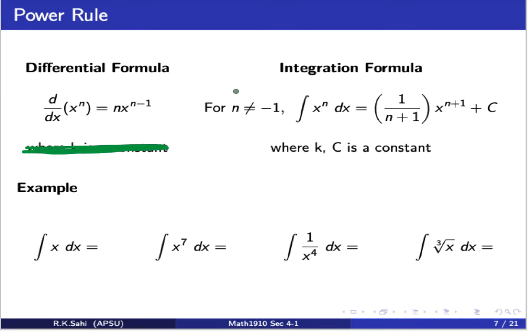Now remember, you're going to flip here. So if you take the integral on both sides, the integral of x to the n dx is 1 over n plus 1 times x to the power n plus 1, plus c. Important: n cannot be equal to minus 1. Remember, this is not allowed. And here, once again, this k should not be there. So for us, in integration, this is the most important formula.